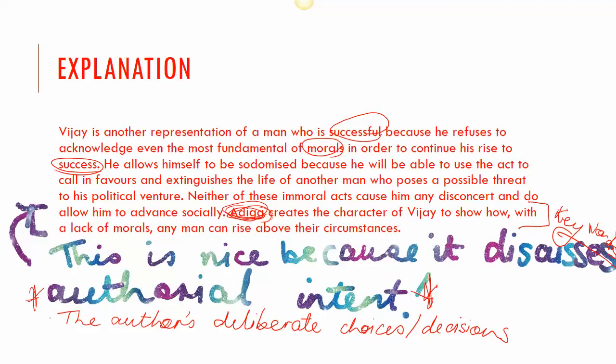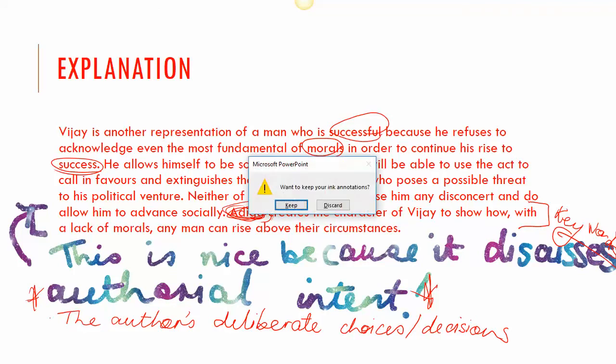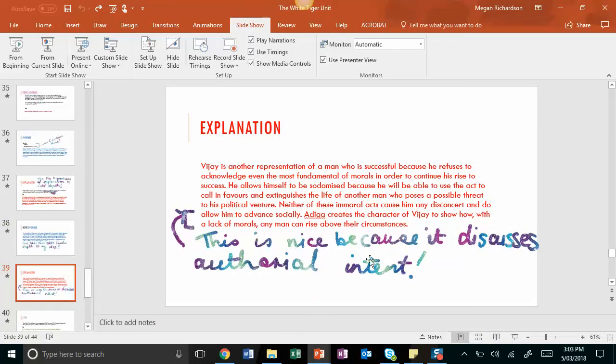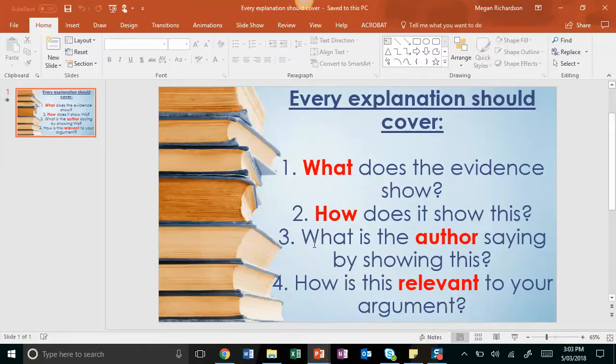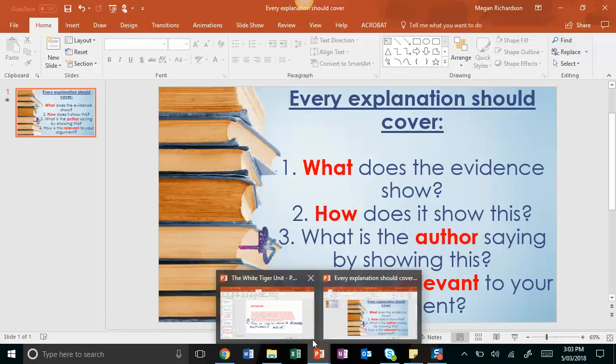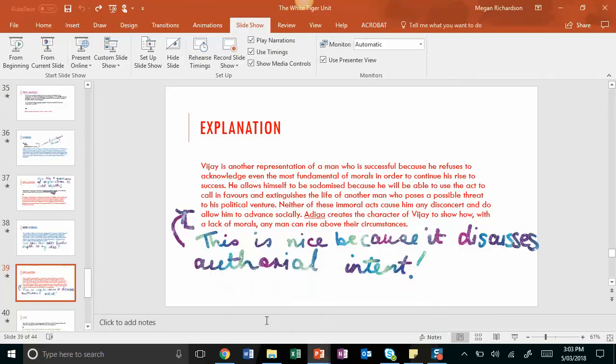That is why, when we were looking at those explanation questions, there is a question saying, hang on, I want to check exactly what I called it. I think it's question 3. Yeah, what is the author saying by showing this? That's encouraging authorial intent. All right, so let's keep going.